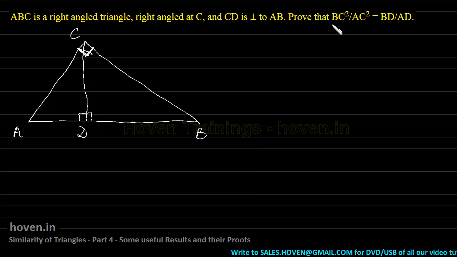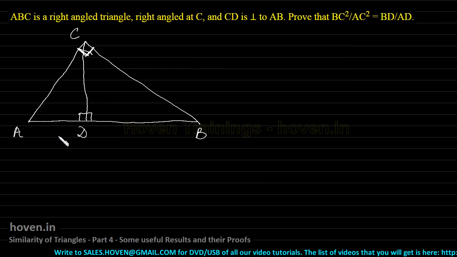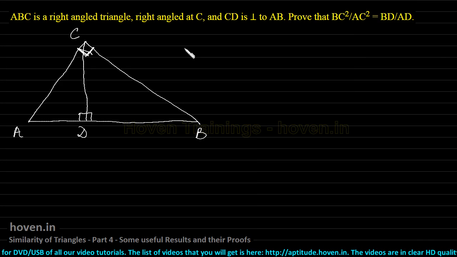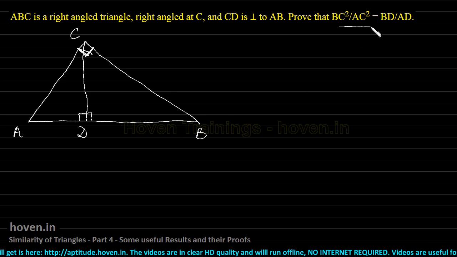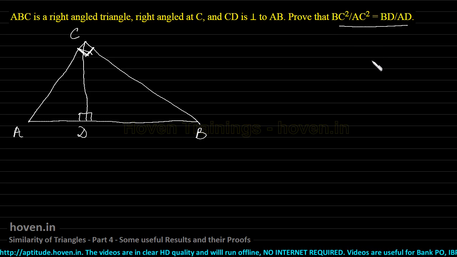Prove that BC square by AC square should be equal to BD by AD. So it is almost similar to the result that we have proved just now in the first one today. But there was angle bisector of this angle and squares were not involved. And that triangle was any triangle, but this one is a right angle triangle. So for a particular case of right angle triangle, we have to prove this result.